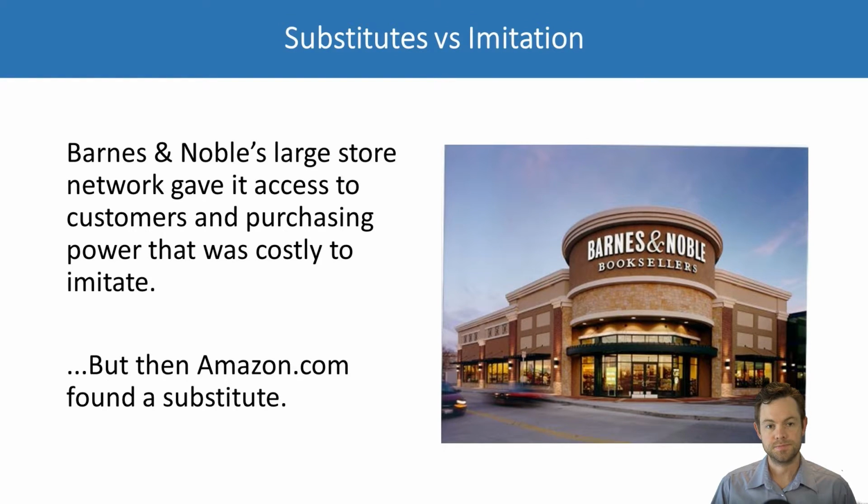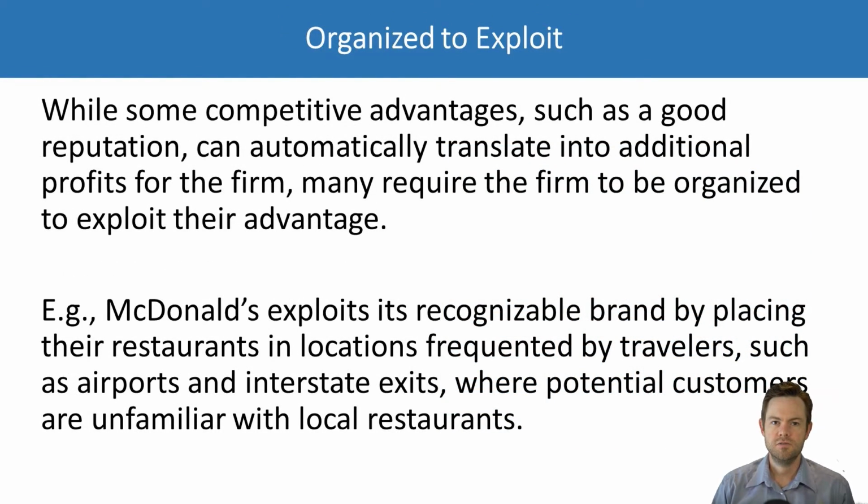Finally, organized to exploit. While some competitive advantages, such as good reputation, can automatically translate into additional sales and profits for the firm, many require the firm to be organized to exploit their advantage. For instance, McDonald's exploits its recognizable brand by placing its restaurants in locations frequented by travelers, such as airports and interstate exits, where the potential customers are unfamiliar with the local restaurants and therefore likely to choose a brand that they know versus one that they don't.